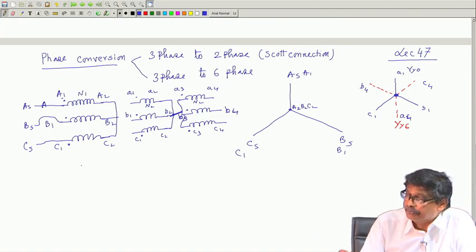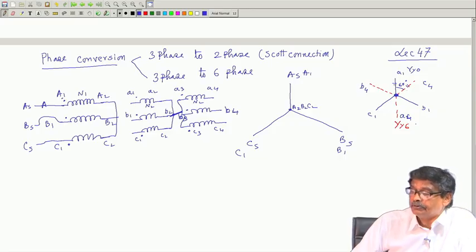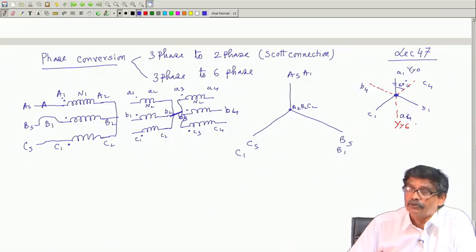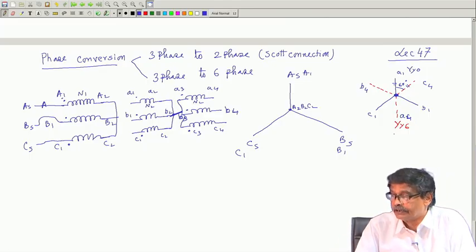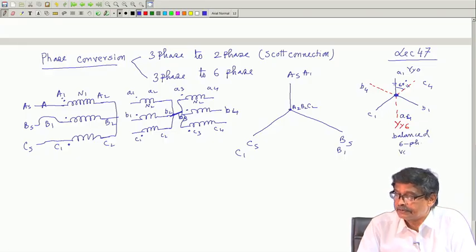If you see the voltage waveforms of these terminals, they will be 60 degrees apart with the same magnitude. So you have been able to generate 6 voltages on the secondary side, of equal magnitude and 60 degree phase difference. So, a balanced 6 phase voltage.